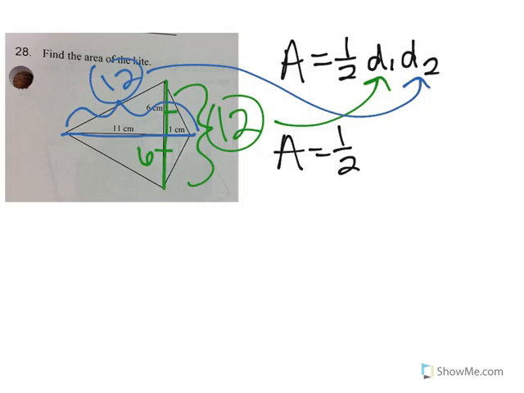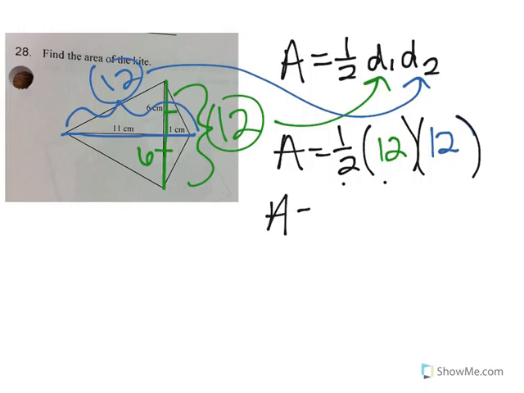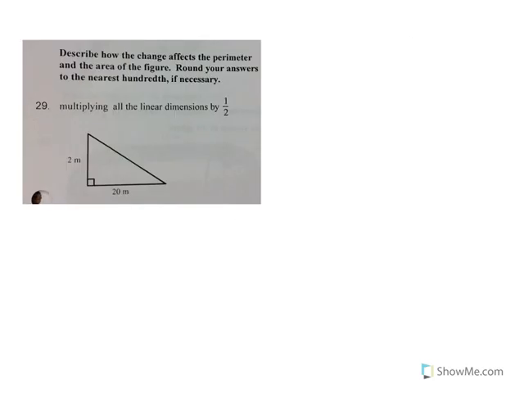So area is equal to 1/2 times 12 times 12. One half times 12 is 6. 6 times 12 is 72. So it's 72 centimeters squared. And because it's area, you have to have square units.